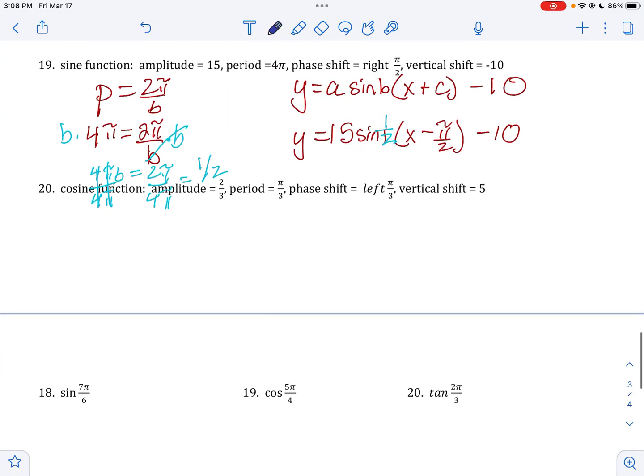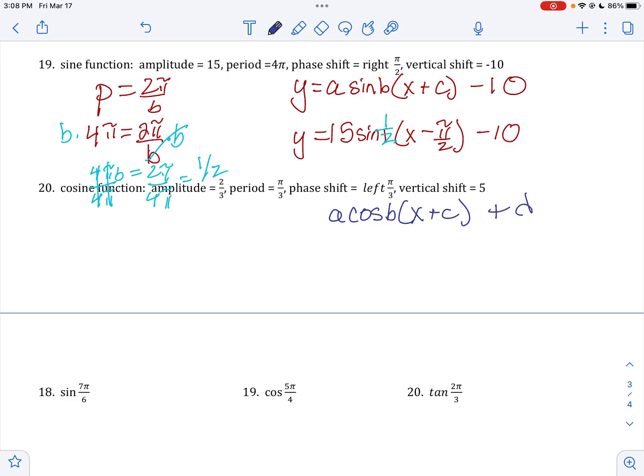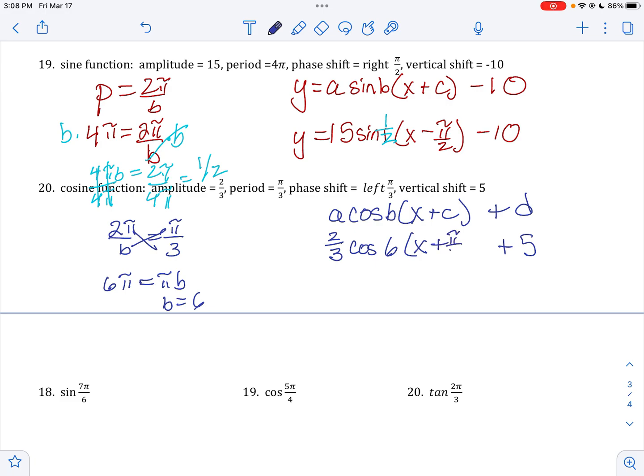All right, and this last one, the cosine. So that same thing, the cosine of bx plus c plus d, vertical shift of 5, amplitude of 2/3. So our period equals pi over 3. I'm going to cross multiply, so 6 pi equals pi times b, so b equals 6. So the cosine of 6, x to the left, so plus pi over 3.